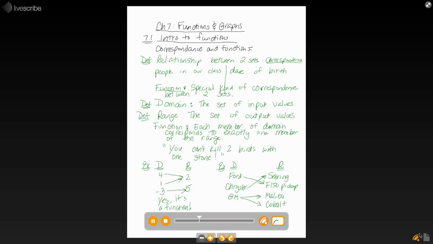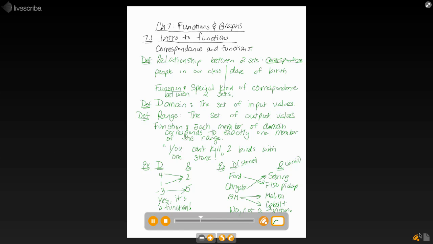Did I kill 2 birds with 1 stone? I killed Malibu and Cobalt with 1 GM. You guys see that? I killed 2 birds with 1 stone. Maybe I should write stone, birds. Oh. Your whole theory is wrong. Does that clarify it? I killed a Malibu and a Cobalt with a GM. So is it a function? No, not a function.